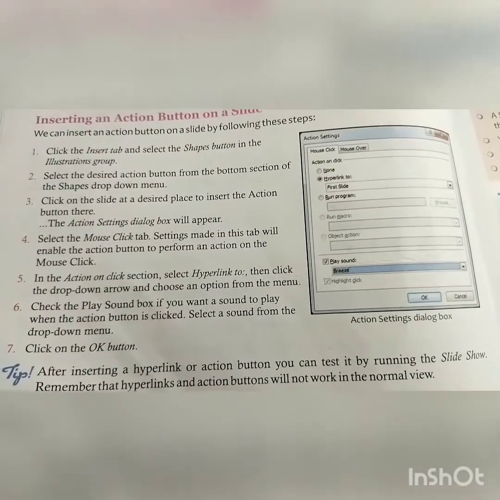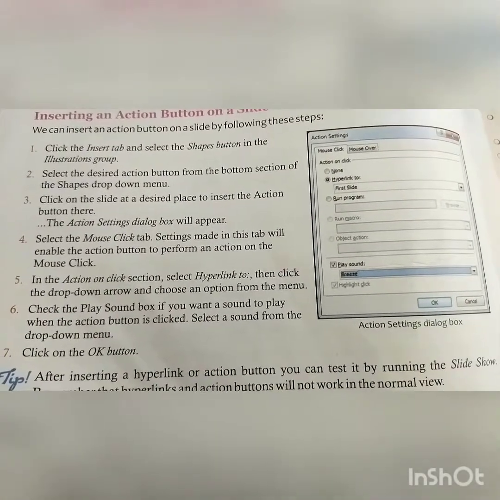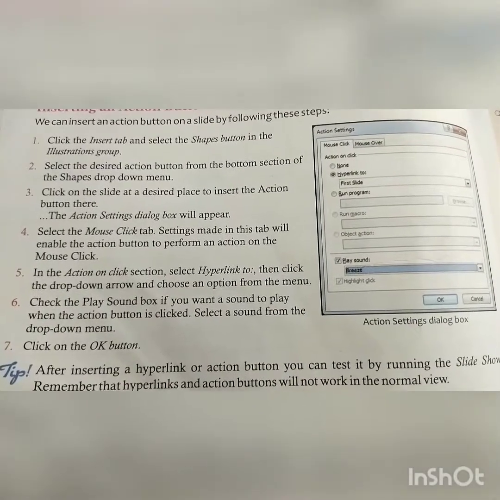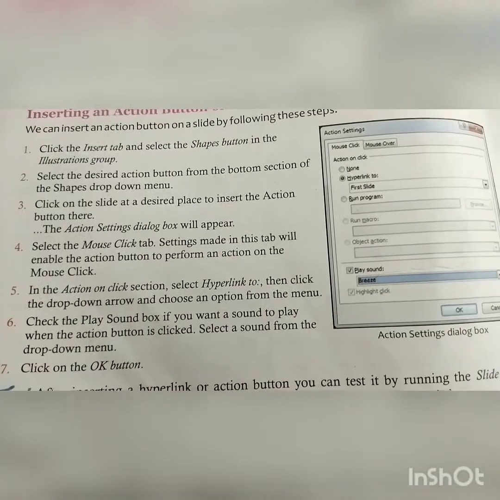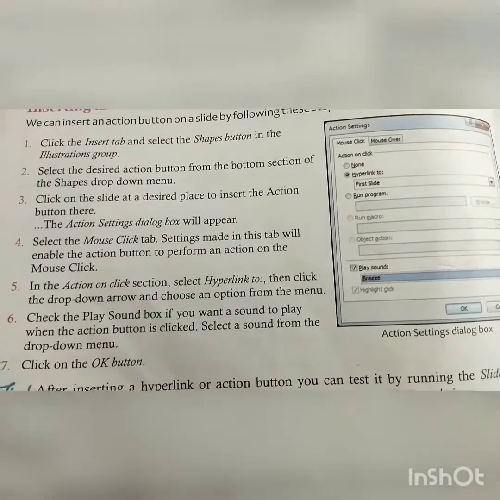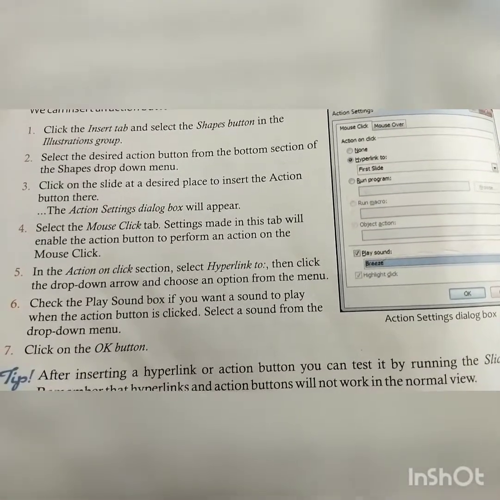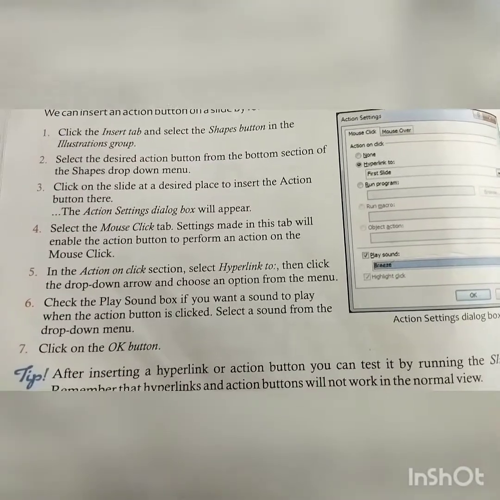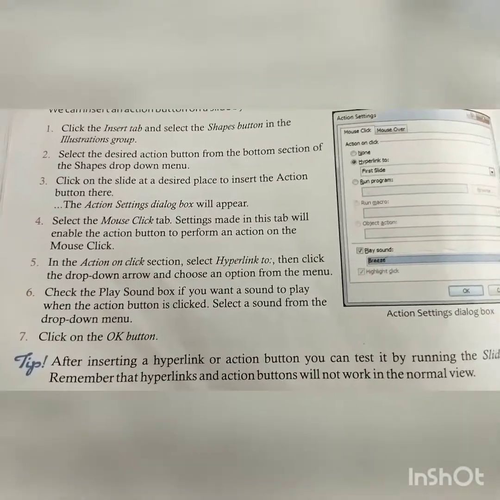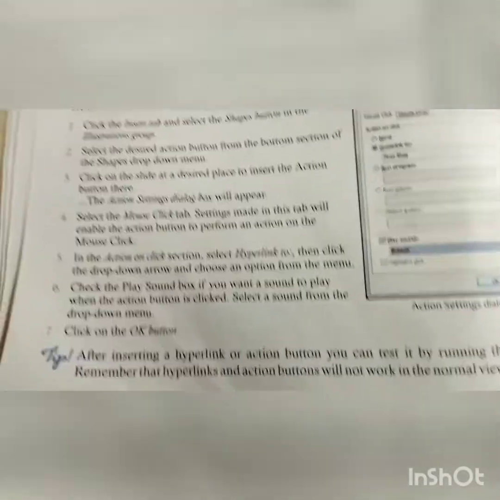After that, students, in the Action on click section, select Hyperlink to, then click the drop-down arrow and choose an option from the menu. Check the Play sound box if you want a sound to play when the action button is clicked, and select the sound from the drop-down menu. Then finally click on the OK button.